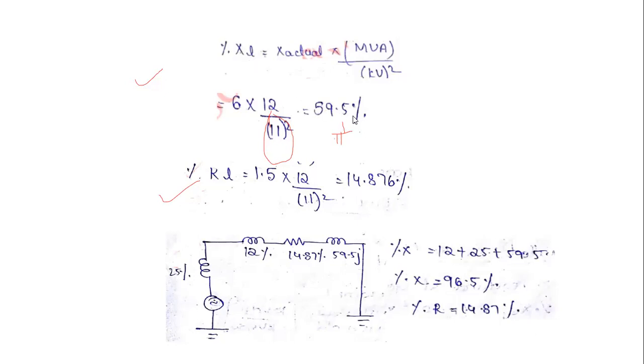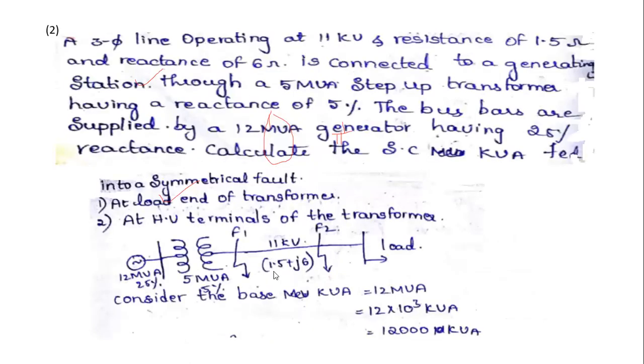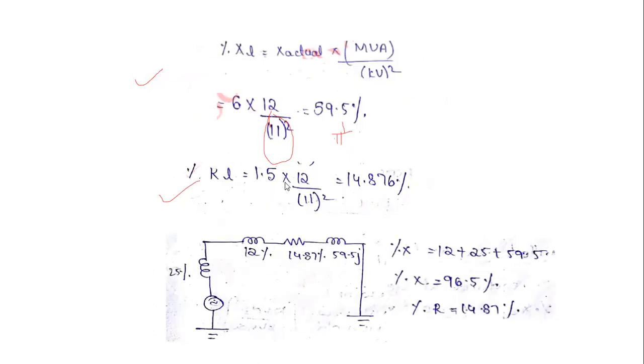That is 59.5%. Similarly, we calculate the resistance percentage R for transmission line. This is the percentage XL for the transmission line and this is the percentage R for the transmission line. What is the resistance value? 1.5. Therefore 1.5 into base MVA is 12 by KVA is 11. This is the resistance and the reactance for the transmission line.